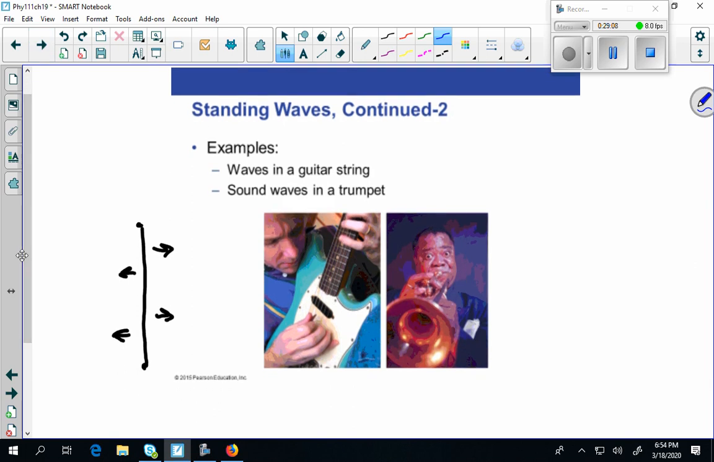Another example of a standing wave happens when we talk about musical instruments. So if you were to play the trumpet, like this guy, I think that's Dizzy Gillespie, you are creating a standing wave in the air column there in the instrument. The same thing with your guitar. I don't know if that's a famous guy or not, but you can see he's playing his guitar. So this string, this is a guitar string, goes back and forth, and then that makes a standing wave.